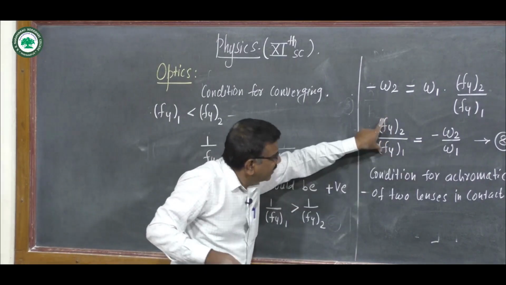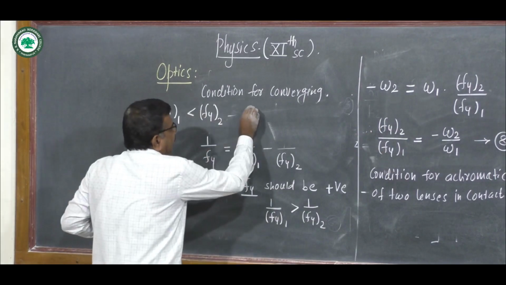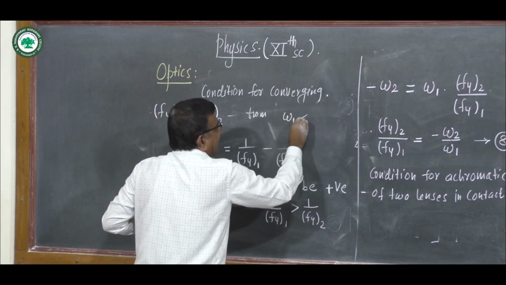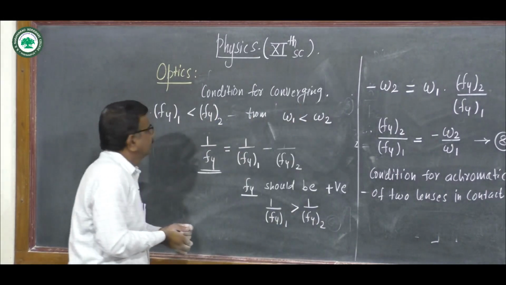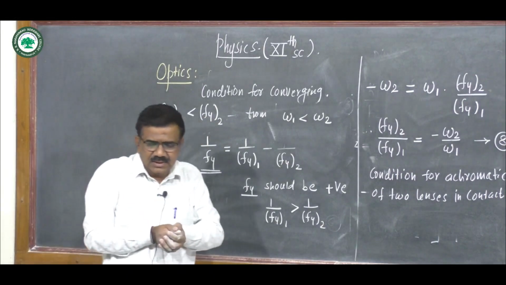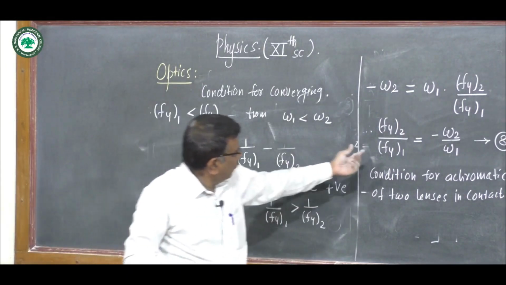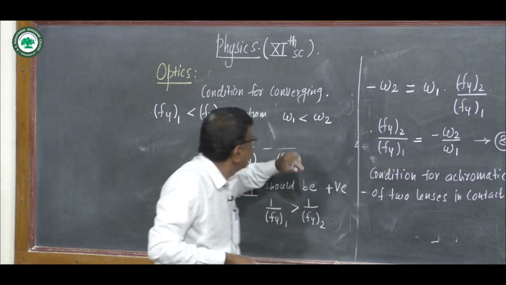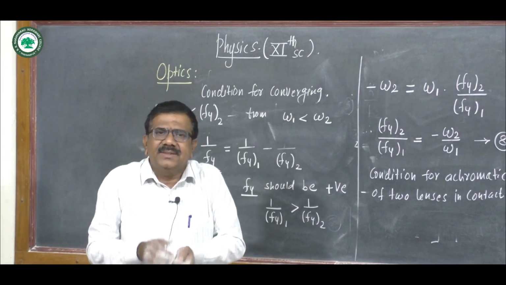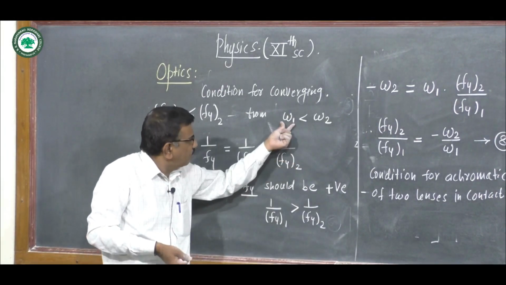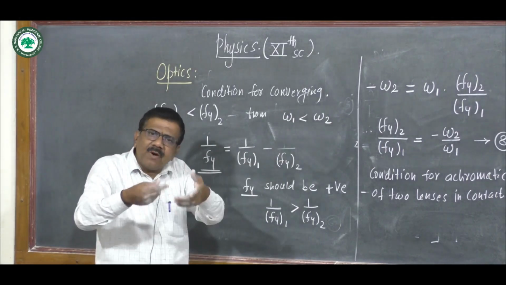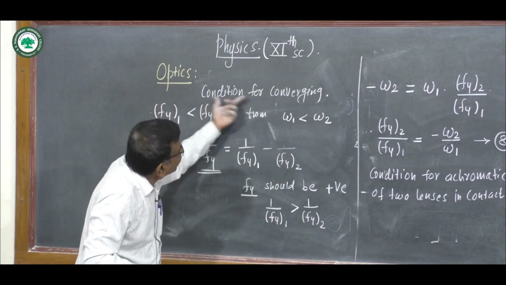It means from equation 8 that omega 1 must be less than omega 2. Fy1 must be less than Fy2, and as Fy1 must be less than Fy2, it means omega 1 must be less than omega 2. That is, dispersive power of the first lens must be less than dispersive power of the second lens for the converging.